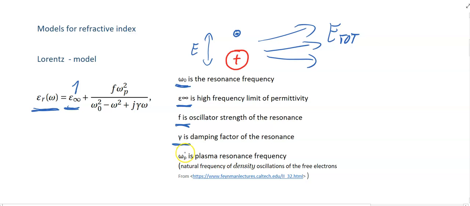And finally, omega p is the so-called plasma resonance frequency, which is a natural frequency of density oscillations of free electrons. This plasma frequency plays especially a significant role in metals and highly doped semiconductors, as well as plasmas.